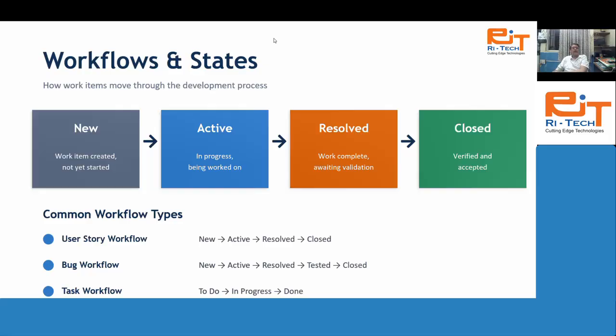Workflows and states. So how work items move through the development process and the states. New: work item created, not yet started. Active: in progress, being worked on. Resolved: work completed, awaiting validation. Closed: verified and accepted. Common workflow by type. User story workflow: new, active, resolved, closed. Bug workflow: new, active, resolved, tested, closed. Task workflow: to do, in progress, and done.